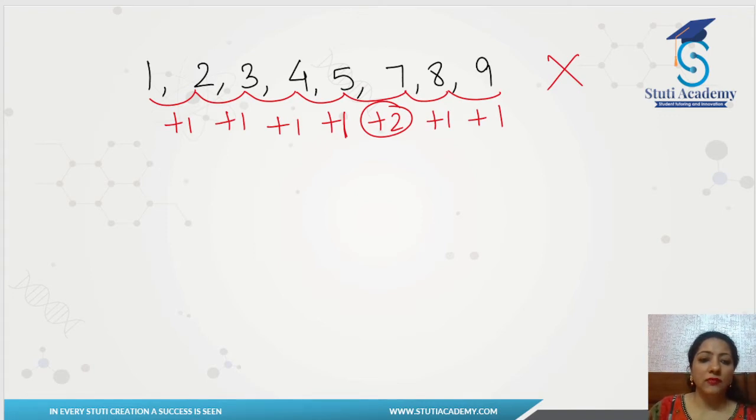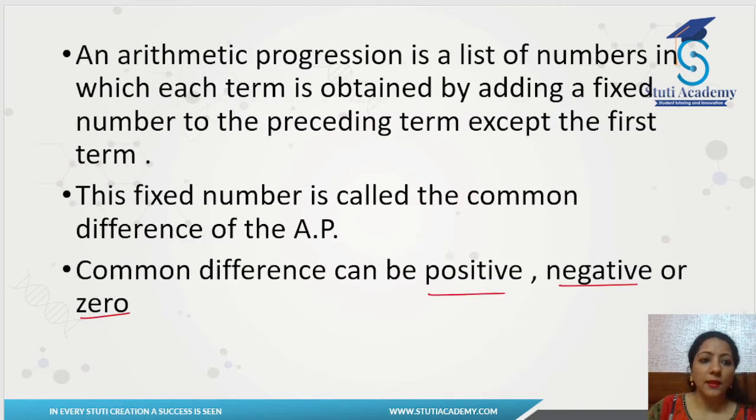Okay, so let us quickly revise the definition and then we'll proceed further. An arithmetic progression is a list of numbers in which each term is obtained by adding a fixed number to the preceding term except the first term. This fixed number is called the common difference of the AP. AP is the short form which we use for arithmetic progression. The common difference can be positive, negative, or 0.